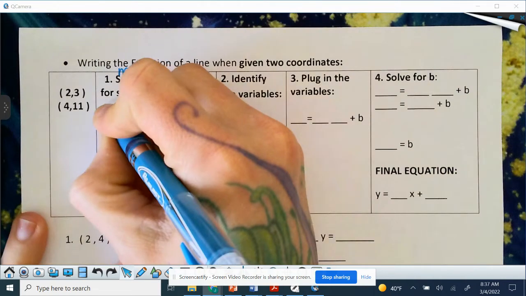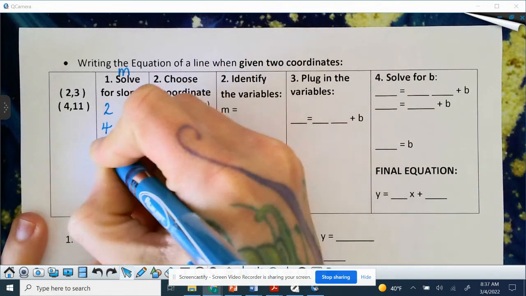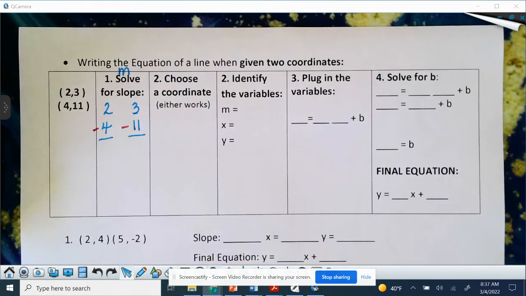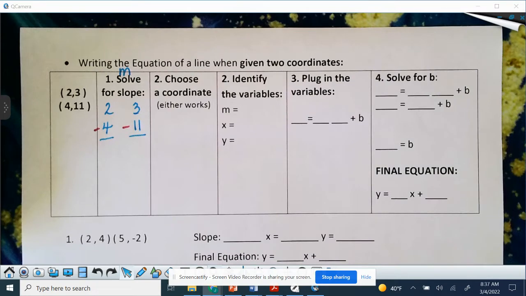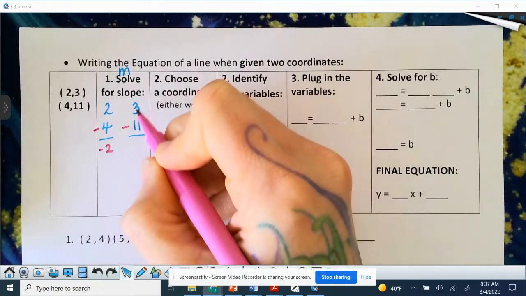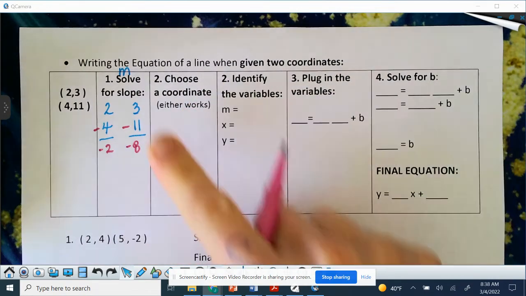So (2, 3) and (4, 11). And if you decide to use the formula, that's perfectly fine too. Just know that your answer has to be the same. So we're going to subtract. So 2 minus 4 gives me a negative 2. These are our x values. 3 minus 11 is going to give me negative 8, because the 11 is bigger than the 3 and it's a minus.